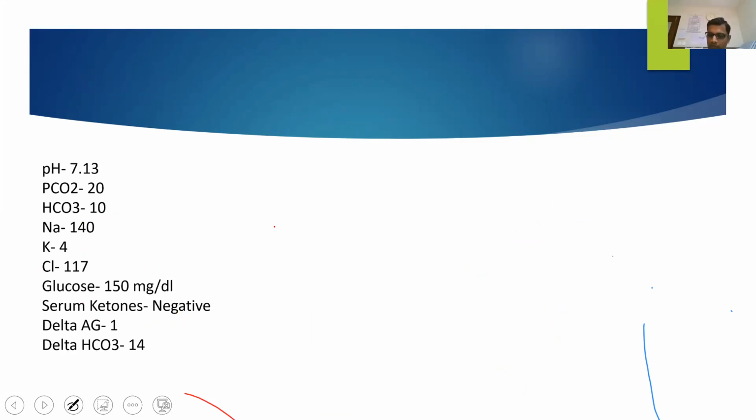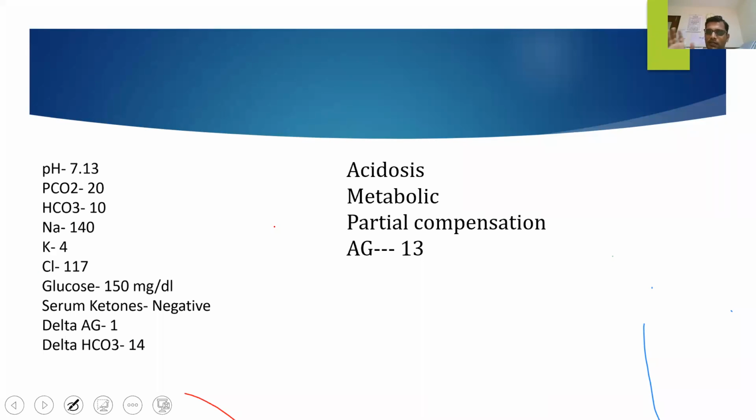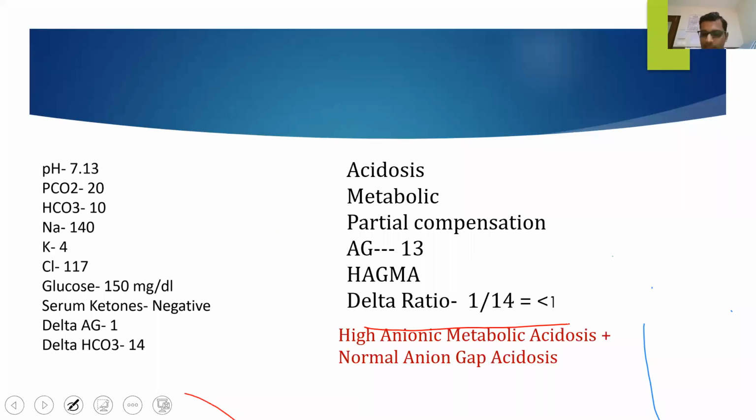Okay. So in this patient, what I meant to say is there is metabolic acidosis with partial compensation. So everything is correct. Anion gap is 13, so there is high anion gap metabolic acidosis, but the analysis is complete only if you interpret the delta ratio also. So there is both HAGMA and NAGMA here, right?